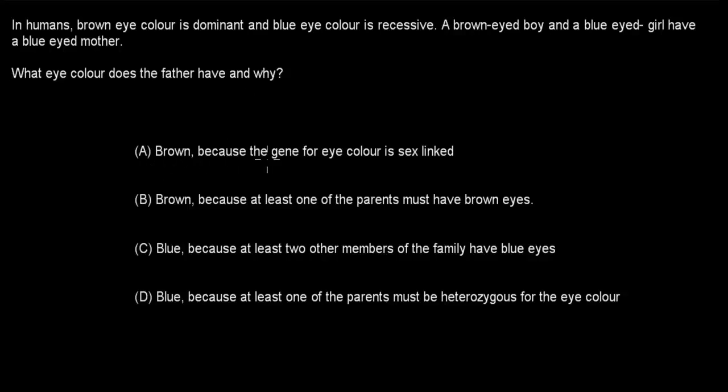A. Brown, because the gene for eye color is sex-linked. B. Brown, because at least one of the parents must have brown eyes. C. Blue, because at least two other members of the family have blue eyes. D. Blue, because at least one of the parents must be heterozygous for the eye color. When ready, pause the video and attempt the question.